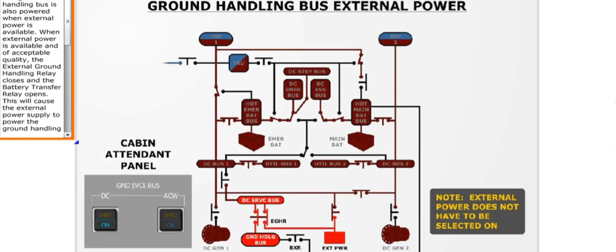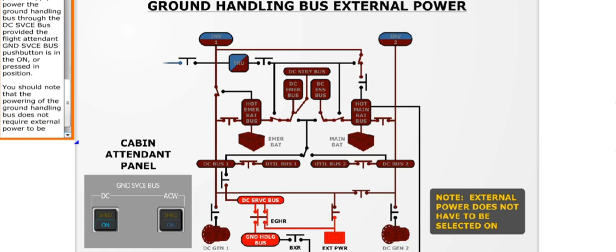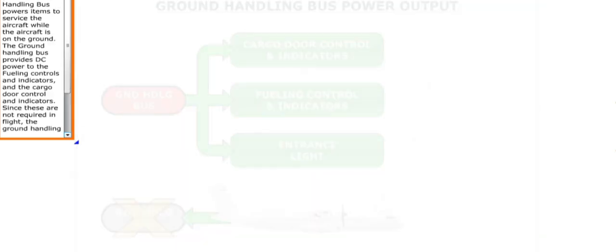The ground handling bus is also powered when external power is available. When external power is available and of acceptable quality, the external ground handling relay closes and the battery transfer relay opens. This will cause the external power supply to power the ground handling bus through the DC service bus, provided the flight attendant ground service bus push button is in the on or pressed in position. You should note that the powering of the ground handling bus does not require external power to be selected on.